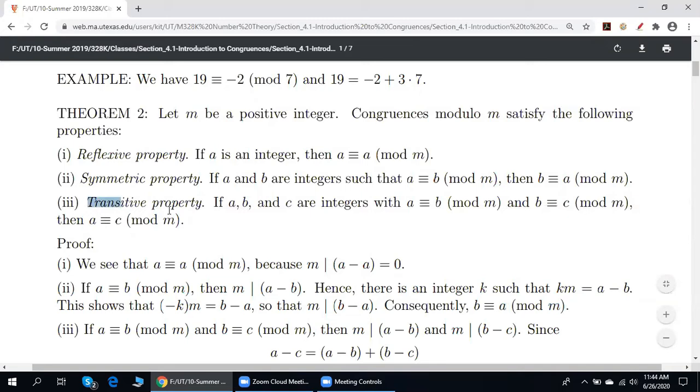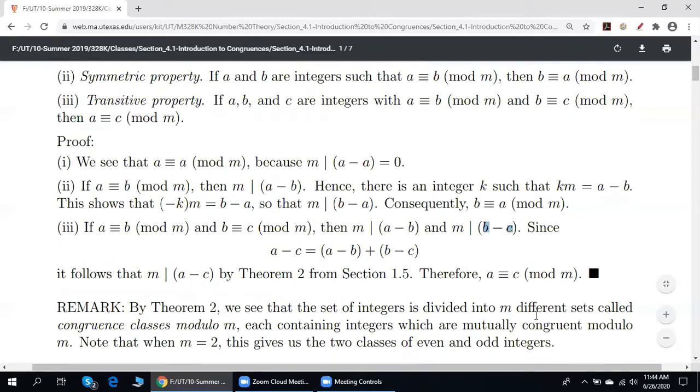Lastly, transitivity. Here's what is given. a is congruent to b modulo m, and b is congruent to c modulo m. This means m divides a minus b. This means m divides b minus c. Here is what we do next. Let us add this and this. Note that a minus b plus b minus c, after we cancel b, is equal to a minus c.